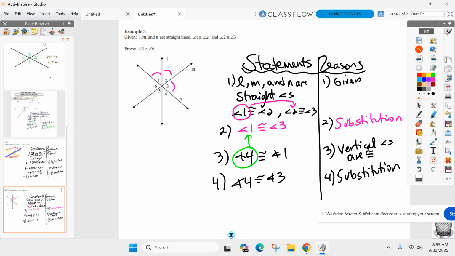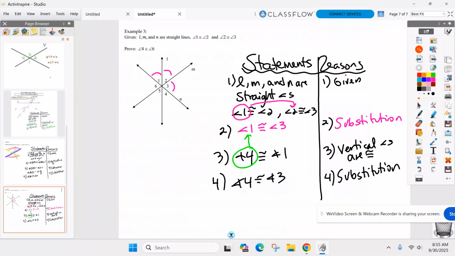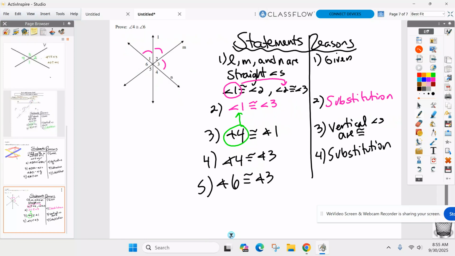What have we not spoken about yet? 6. How about a fact about 6? It's in the proof statement. Go back to the diagram. How about a fact about angle 6? Taylor. 3 and 6 are vertical, so they're congruent. 6 is congruent to 3. Oh my good Lord. We've got a 6-step proof coming up here. Look how quickly you've grown.